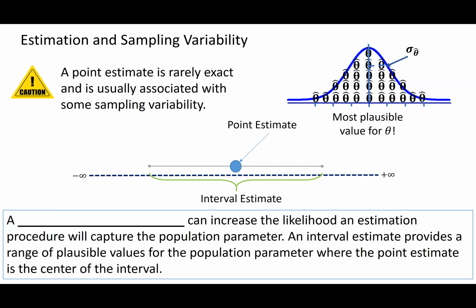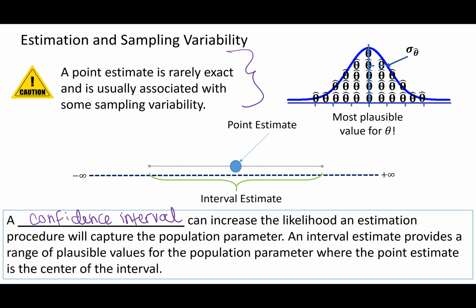So the point estimate is pretty exact in the sense that it's just one value. So we would rather use a range of values. A confidence interval can really increase the likelihood that our estimate is accurate. Because if you guess with just a point estimate, it's more likely to be wrong than it is to be right.